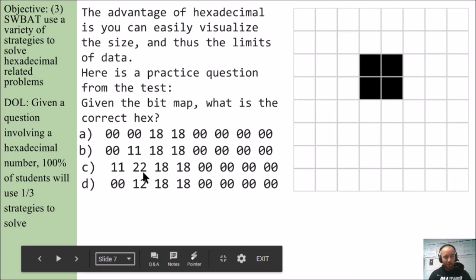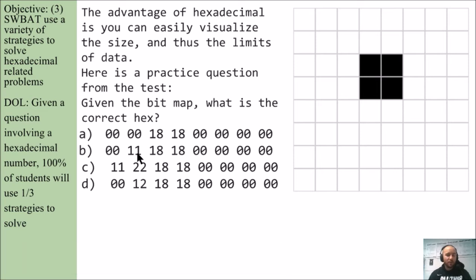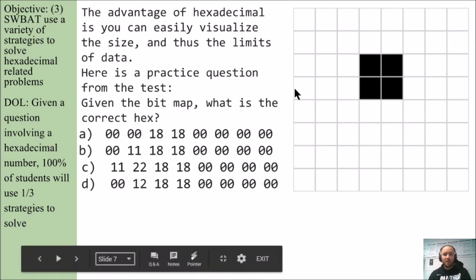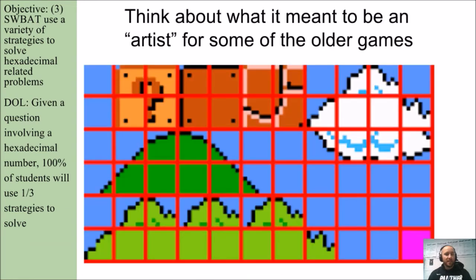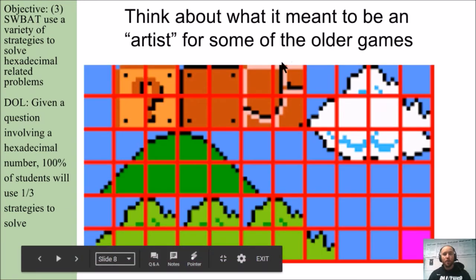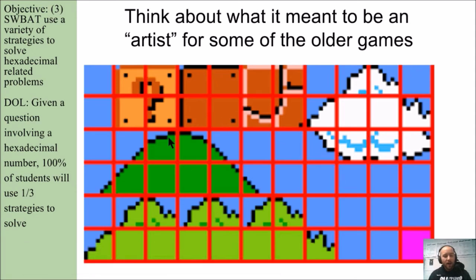The rest have numbers, so there's some sort of value to it, and so I know A is right right away. And then it just makes more sense as I see 18, 18, so this is colored. So right here, 1 in the ones place, going up here, this is the 1, 2, 4, 8. And then right here, 1, 2, 4, 8. Okay, so 1, 8. Get it? And then take that and think about what it meant to be an artist for some of the older games. Like this is Mario. Creating Mario must have been a painstaking process.